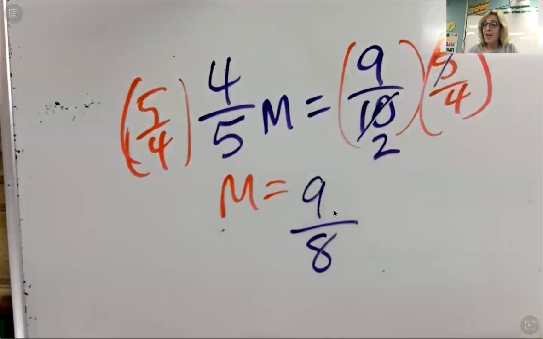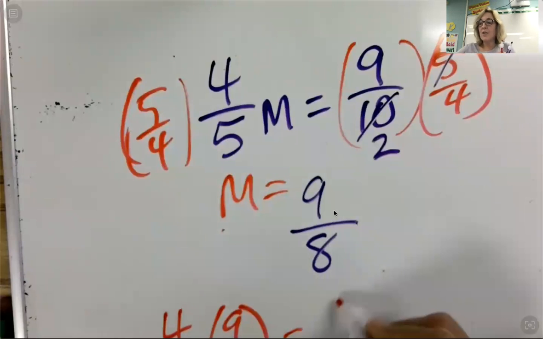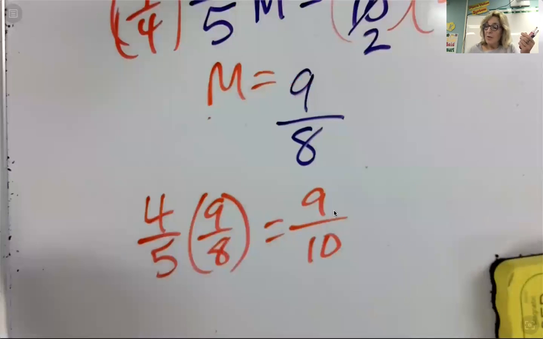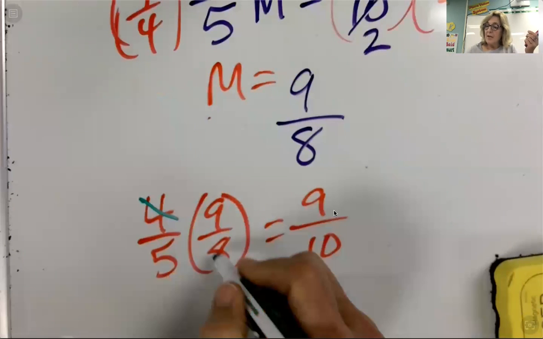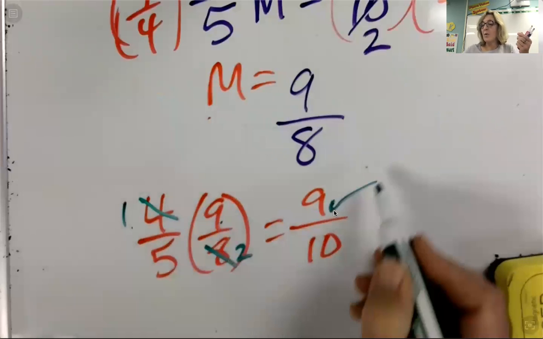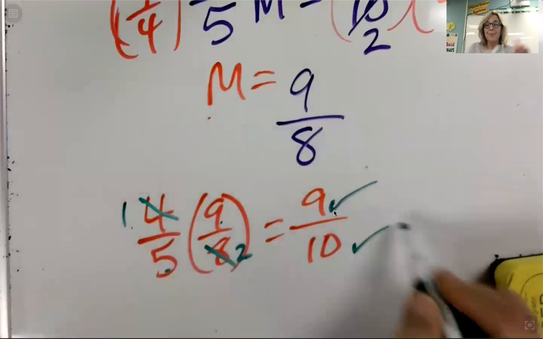And we can double check that by looking at the original. 4/5 times that 9/8 should give us 9/10. And I don't want to just go through the motions here. I want to make sure that I have the right answer. So I'm going to simplify this multiplication to 1 and 2. And you can see 1 times 9 is 9, and 5 times 2 is 10. So our solution was a good one.